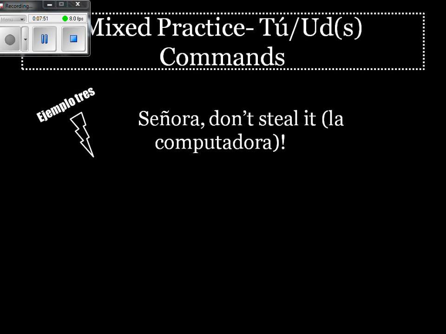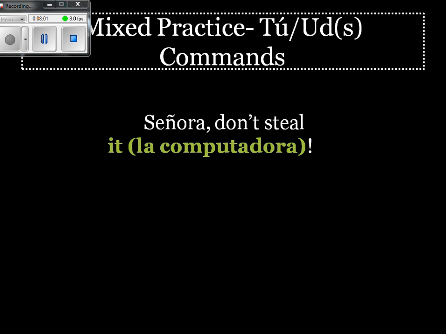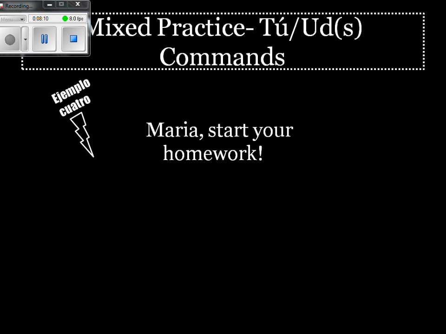Ejemplo 3. Señora, don't steal it, la computadora. We see that the subject is señora, so we will use the negative usted form of the command. The verb meaning to steal is robar, and we must now add the direct complement, which is replacing the computer with only la. The final translation should be señora no la robe.